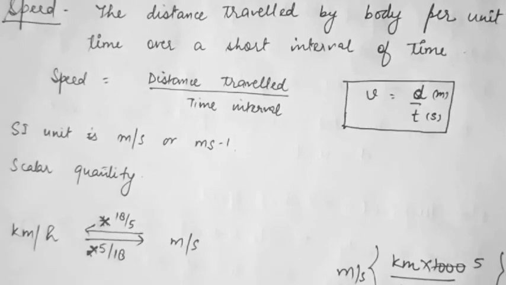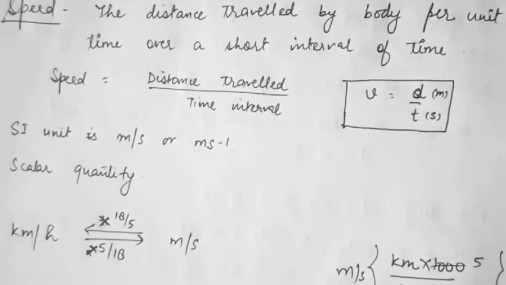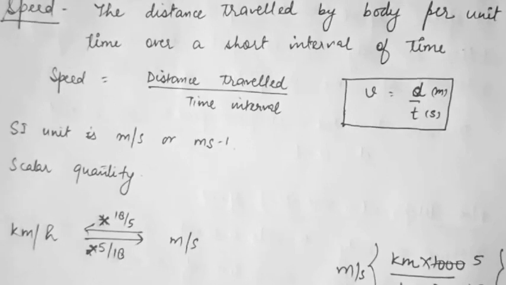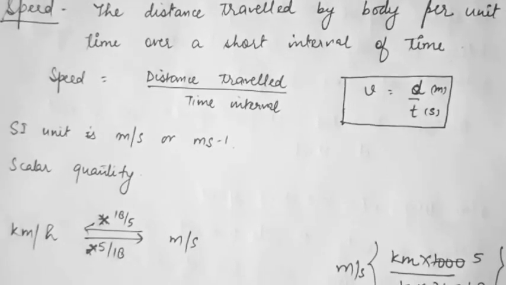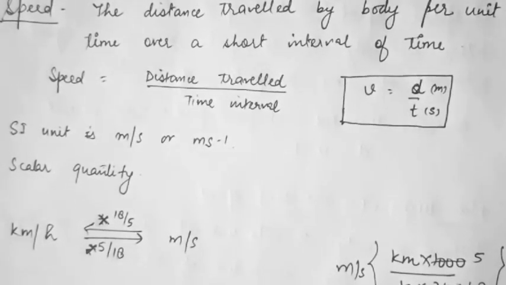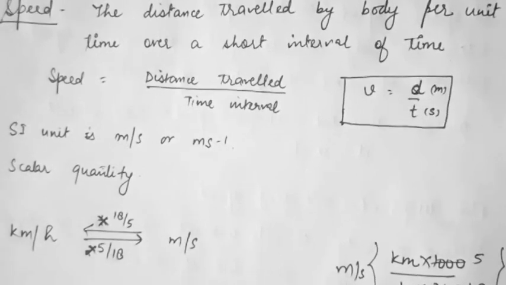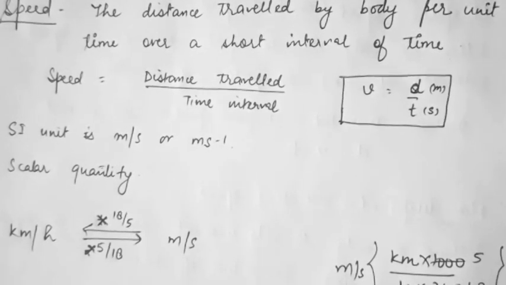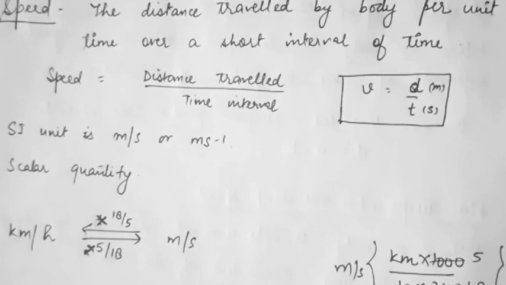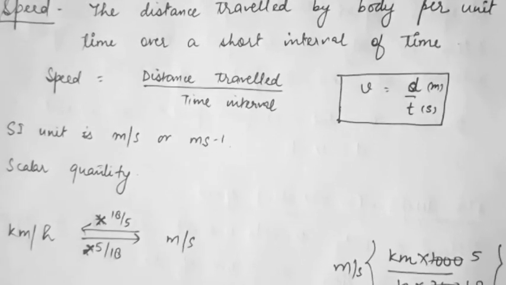Hello students, in the first lecture we understood the concept of rest, motion, different physical quantities like scalar quantities and vector quantities, as well as distance and displacement. So the next topic comes as speed. We have a fair idea about speed from studying mathematics, that is the speed, distance and time chapter.